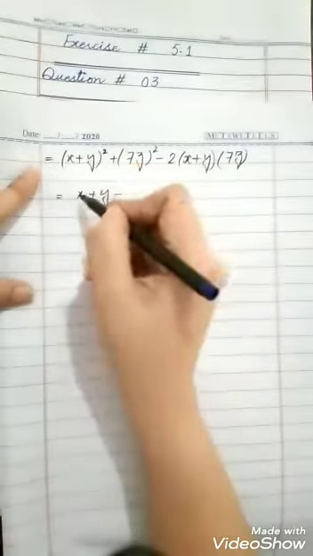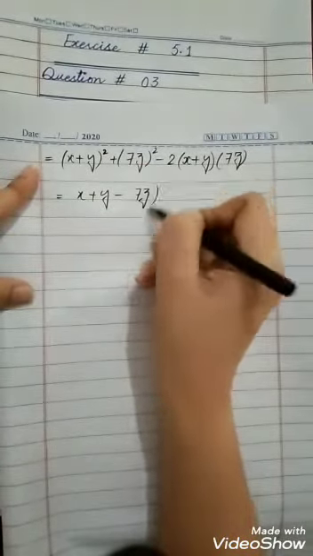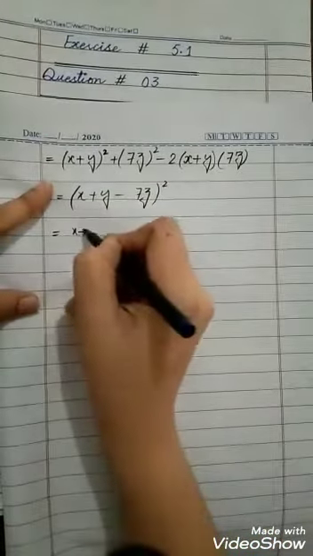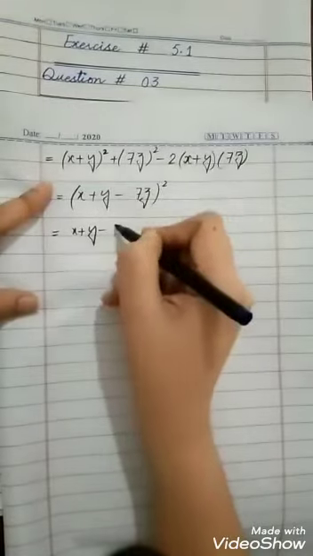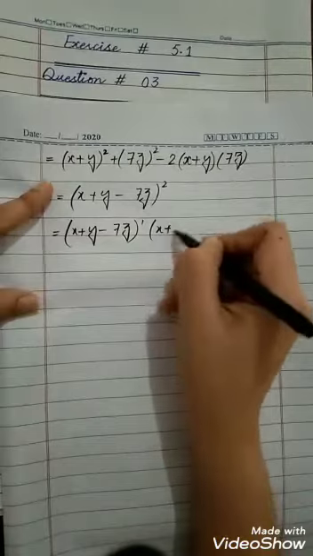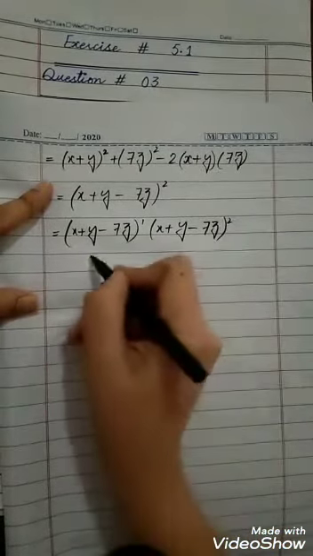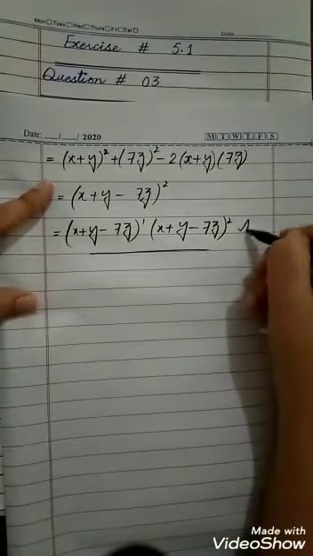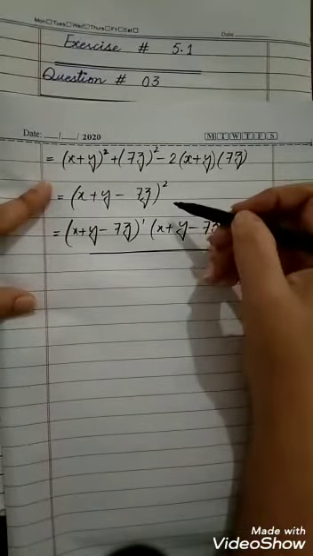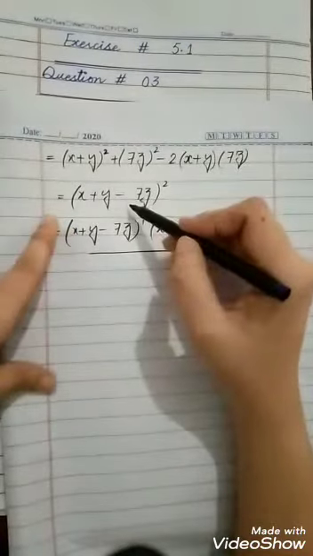is a minus b whole square. We will separate their powers now. Plus a minus b power 1 into a minus b power 2. So that can be the answer. This one also can be the answer. So students, in this question also you have made formula first.